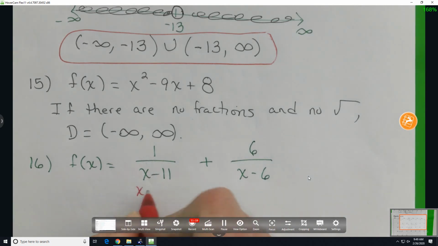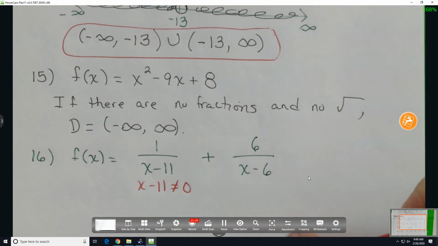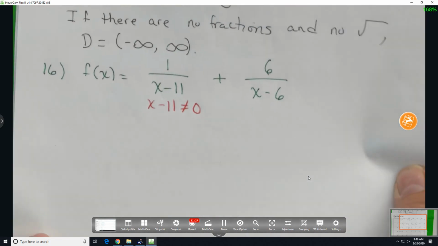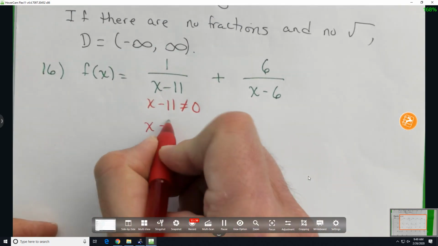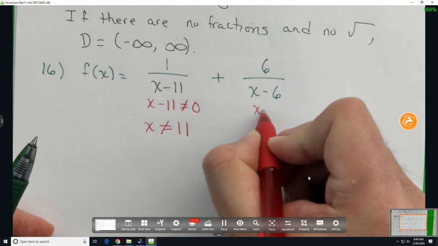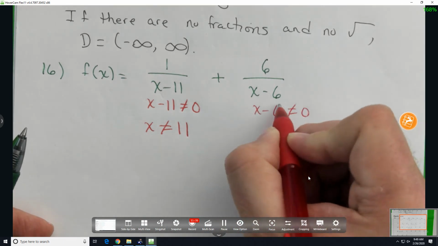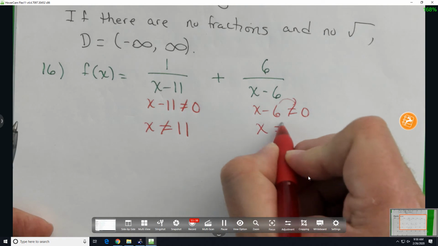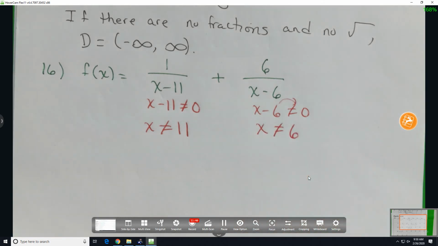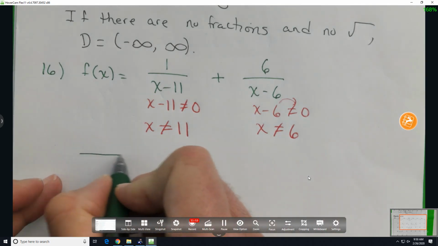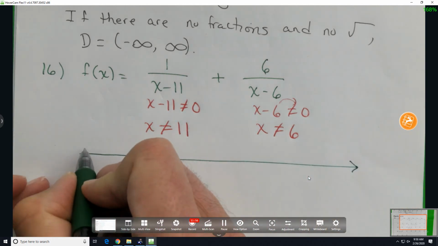First, here's my thought process. Denominator can't be 0. Isolate the x: x can't be 11. Then denominator can't be 0. Isolate the x: x can't be 6. So in words, if someone asks you what's the domain, you can say, okay, every number except 6 and 11, or 11 and 6. It doesn't matter which number you say first. But with interval notation, it does matter.